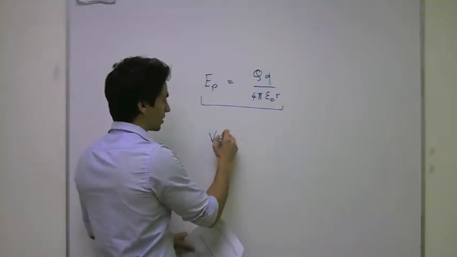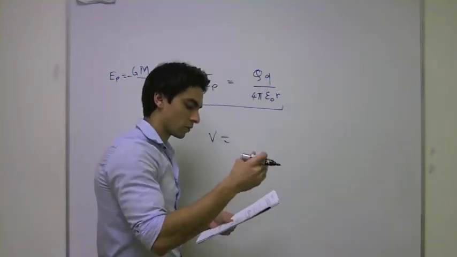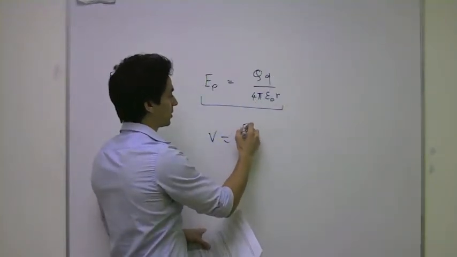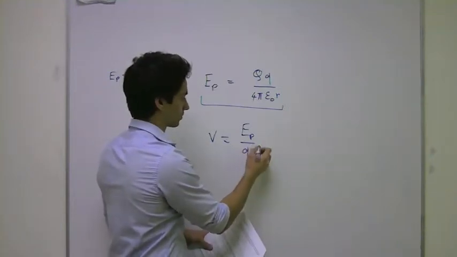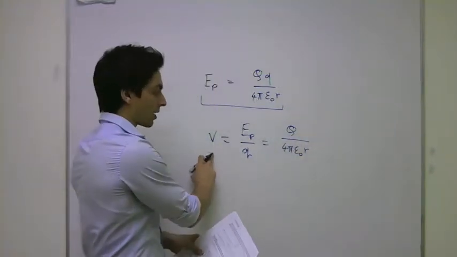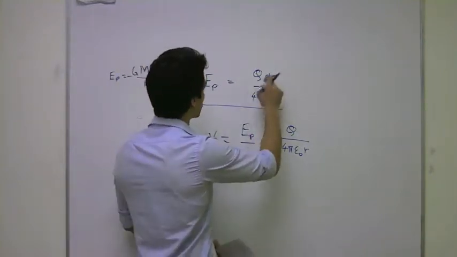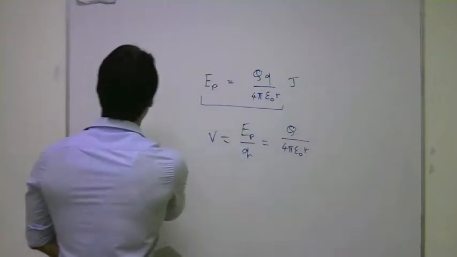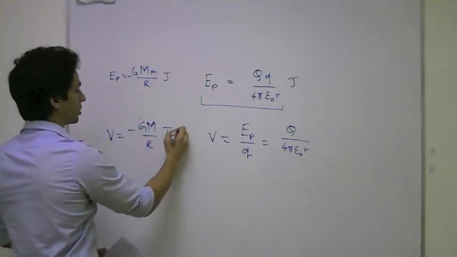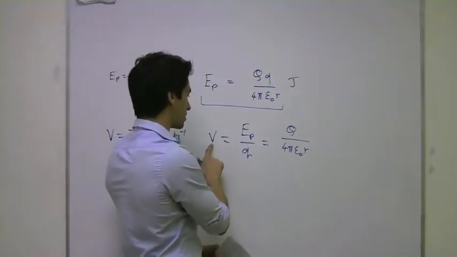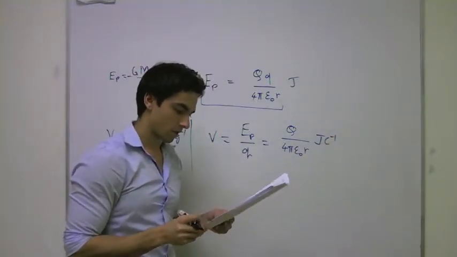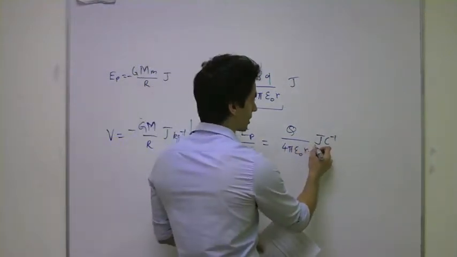Electric potential again is defined as the work done per unit charge in bringing a small positive test charge from infinity to a point in the field. So it would simply be EP divided by Q. So that would be Q over 4 pi epsilon naught r. Again, very similar to the gravitational potential. Now the units you should take note of over here. This is joules. The gravitational potential, this was also in joules, but this was in joules per kilogram. The potential in electric fields, the electric potential, is measured in joules per coulomb.